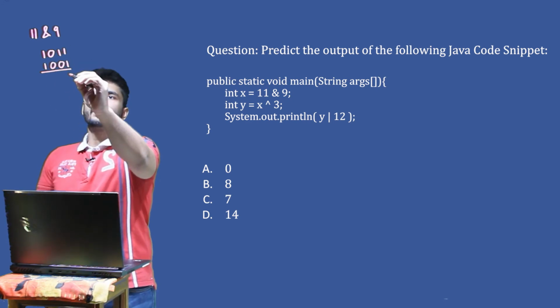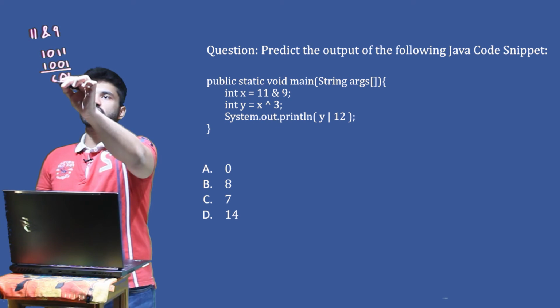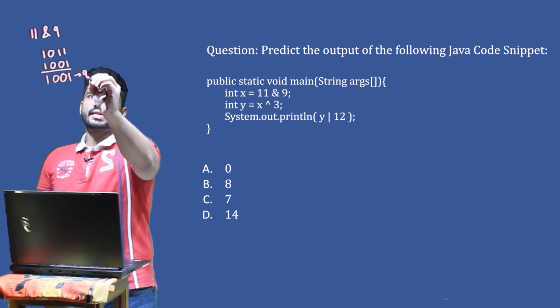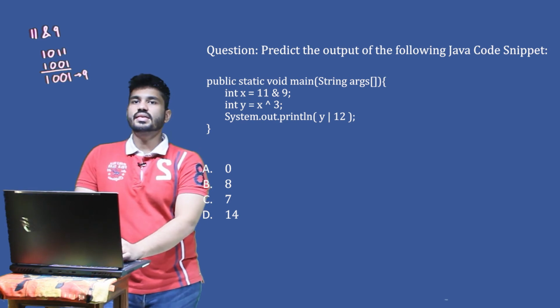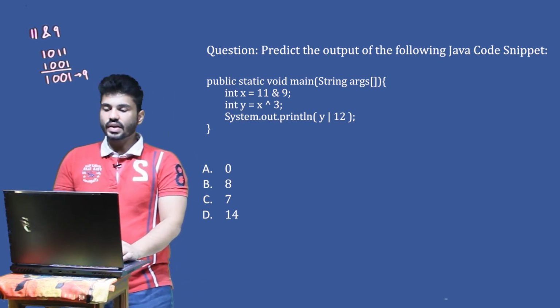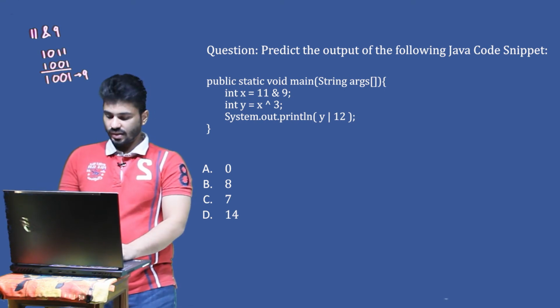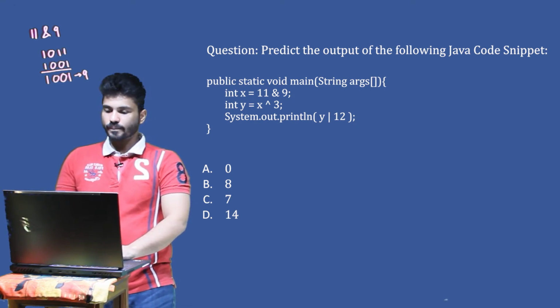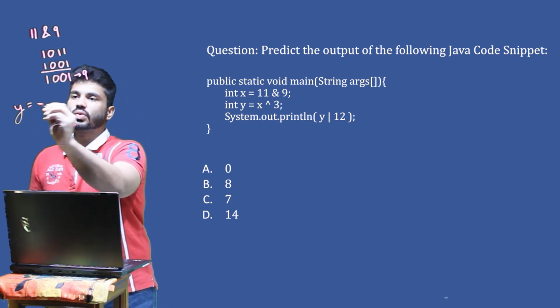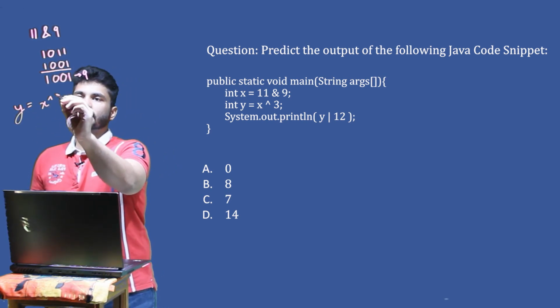1 and 1, we get a 1. 1 and 0, it's a 0. 0 and 0 is 0. And 1 and 1 is again 1. So the answer is 9. So 11 and 9 is equal to 9. Further, we have a variable y. Its value is x XOR 3. So now y is equal to x XOR 3.